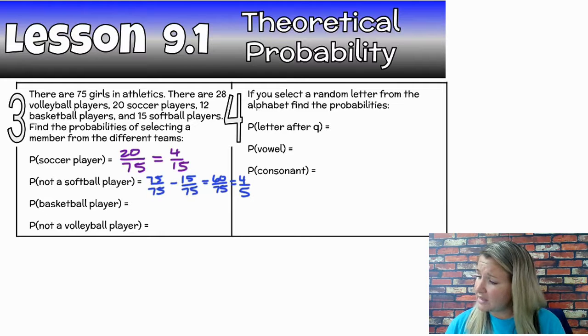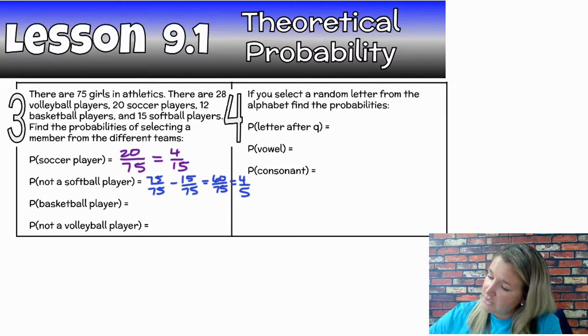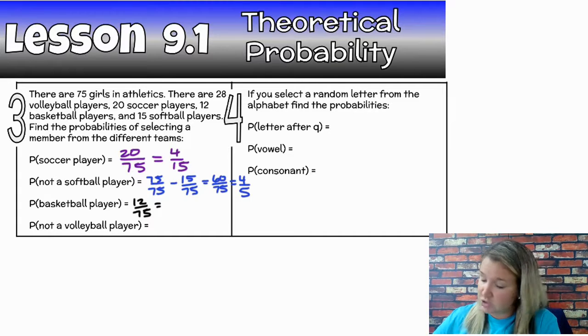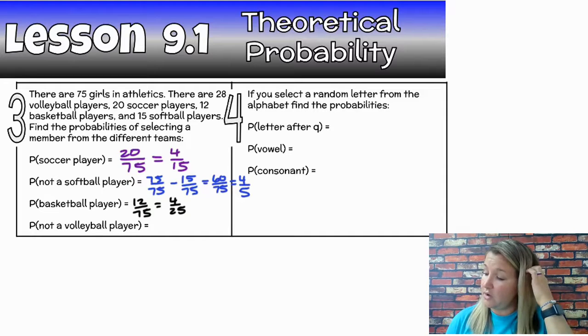And then the probability of selecting a basketball player. So that's going to be 12. So I'll have 12 over 75, which is going to reduce to 4/25. So a pretty small chance of selecting a basketball player.